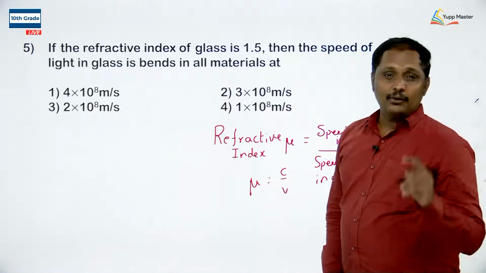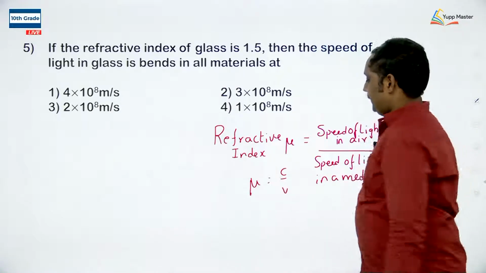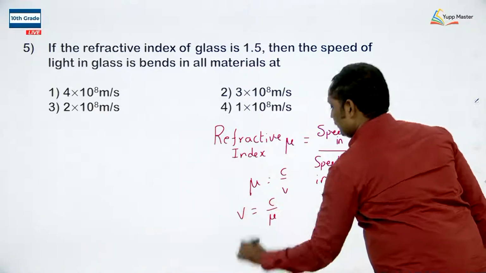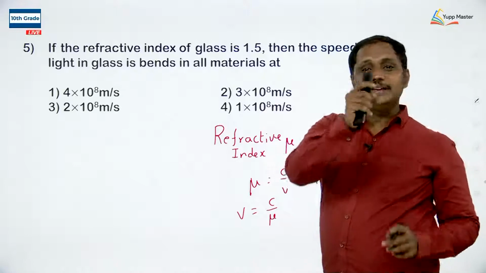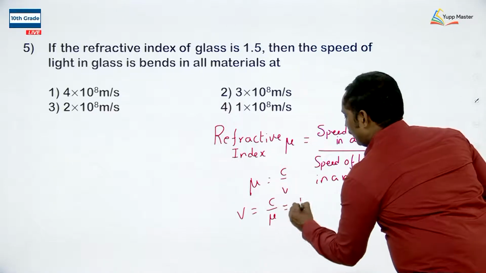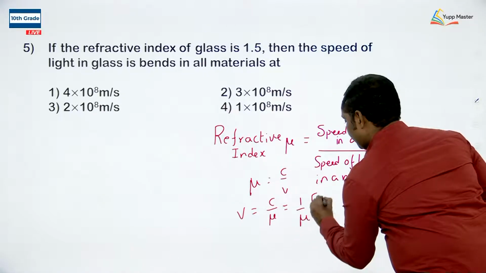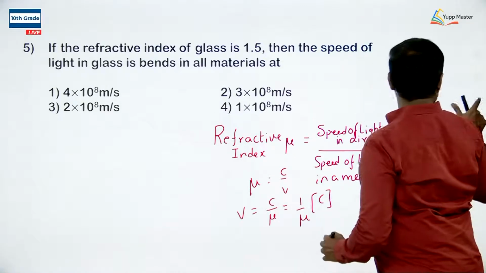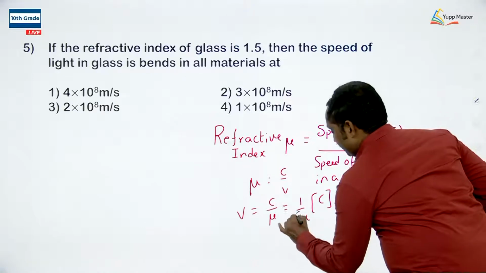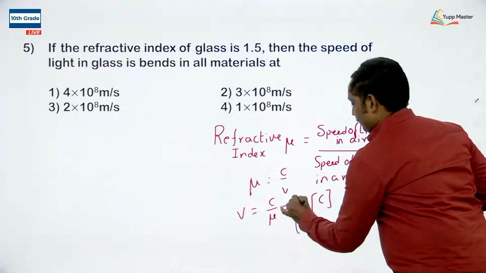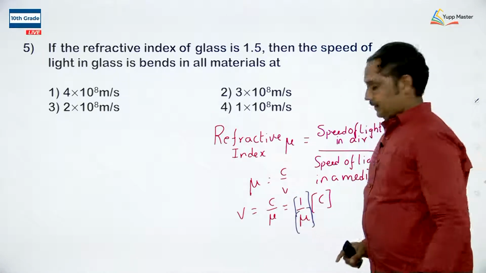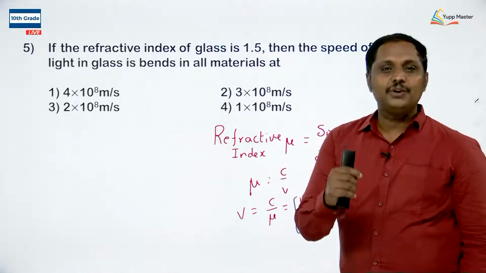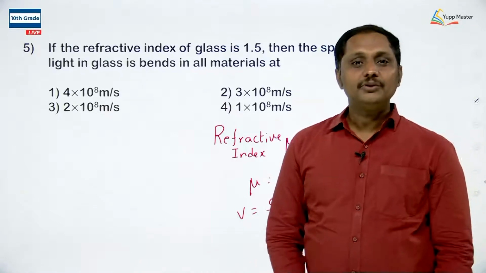What is your aim? You have to calculate that V. Therefore, V is equal to C by mu. We can understand very easily: V equals 1 by mu into C. You can take that 1 by mu. What is the mu value? They have given the mu value. So with the help of this, let us assume this is equation 1. With the help of this equation 1, what can you understand?